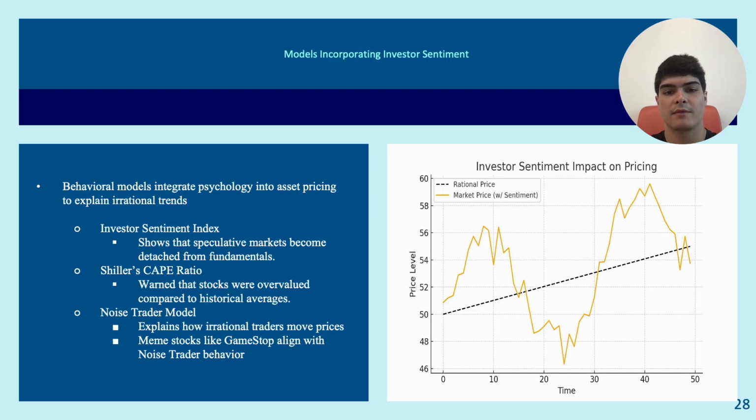Models incorporating investor sentiment. Behavioral models help explain these market anomalies. The Investor Sentiment Index shows how speculative markets can detach from fundamentals. Shiller's CAPE ratio warned that stocks were overvalued before major crashes, as well as the noise trader model suggests that irrational traders move prices. If you think back to the GameStop case, it aligns perfectly with this model. Traders made decisions based on sentiment rather than logic, which caused prices to surge beyond reasonable levels.